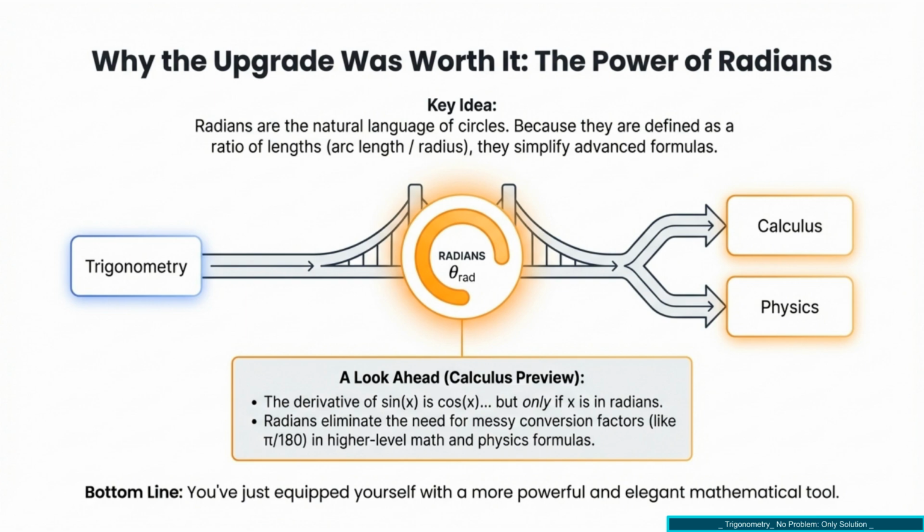Radians are the natural language of circles. Because they are defined as a ratio of lengths, they simplify advanced formulas in calculus and physics. This is a more powerful and elegant mathematical tool.